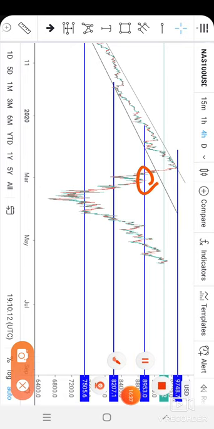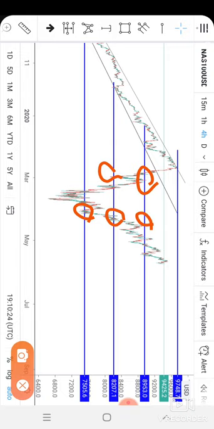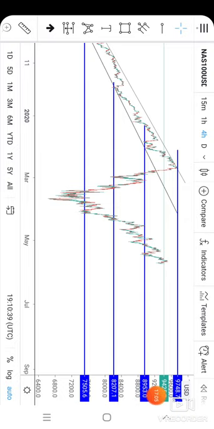Just to show that the lines we put are respected. Second respect there, this one is also respected. The market came again, it respected here. Respect again, which means now we're expecting a respect where? Here. You understand, guys? I don't know if you understand or not. But if you understand, just drop some comments.